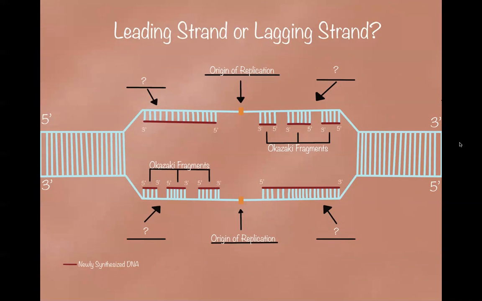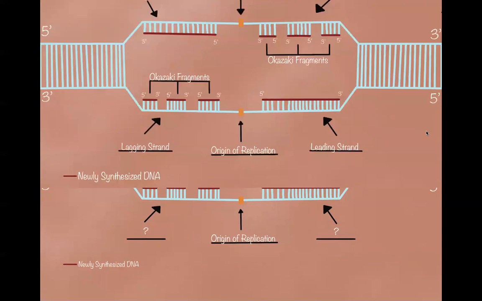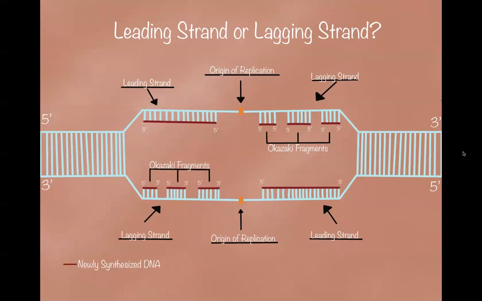Now pause the video and see if you can place the terms in the right spot. So the top left and the bottom right strand is the leading strand because it's continuous replication, and the top right and bottom left strand is the lagging strand because of its discontinuous replication. Hopefully you got that right.